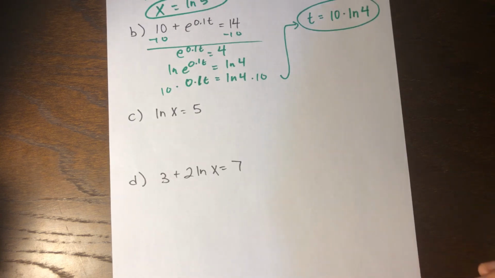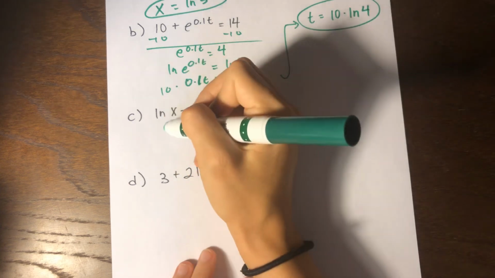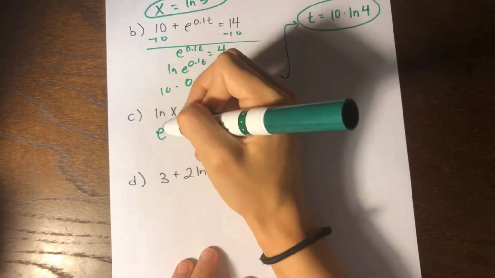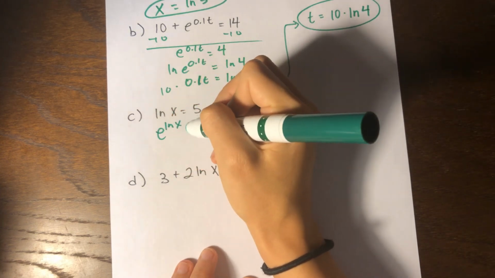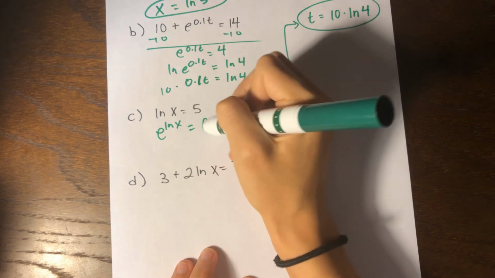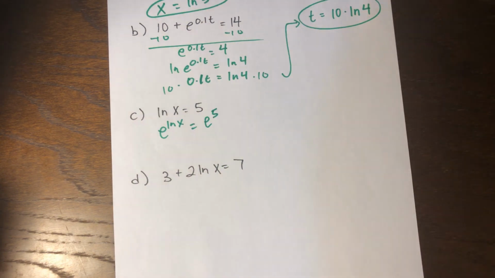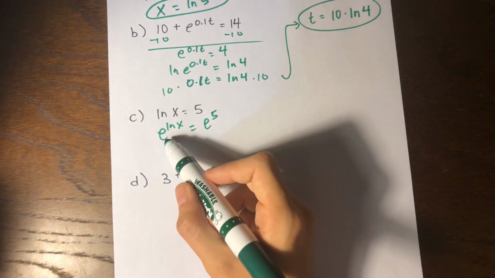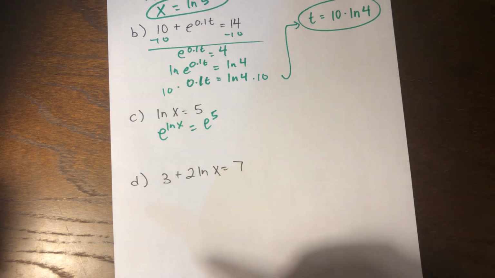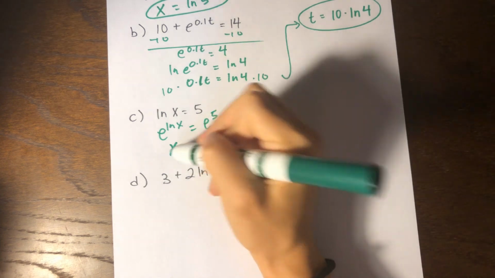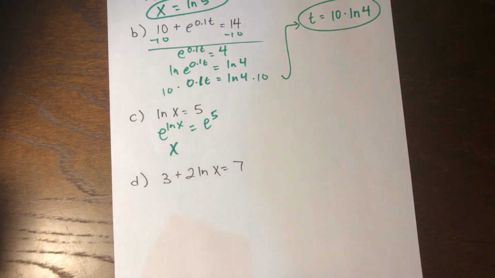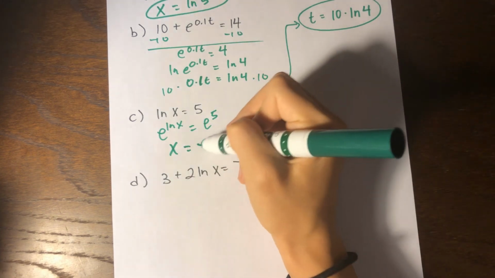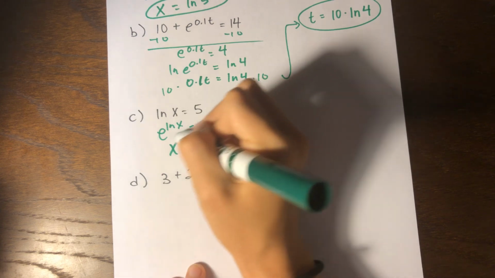The next one, I have natural log of x is equal to 5. So this one, I rewrite as e to the ln x, and then e to the 5th, rewriting in exponential form. Well, I know the exponential, when it comes to the power of ln x, this was just x if we go back to the properties. So x is just equal to e to the 5th.